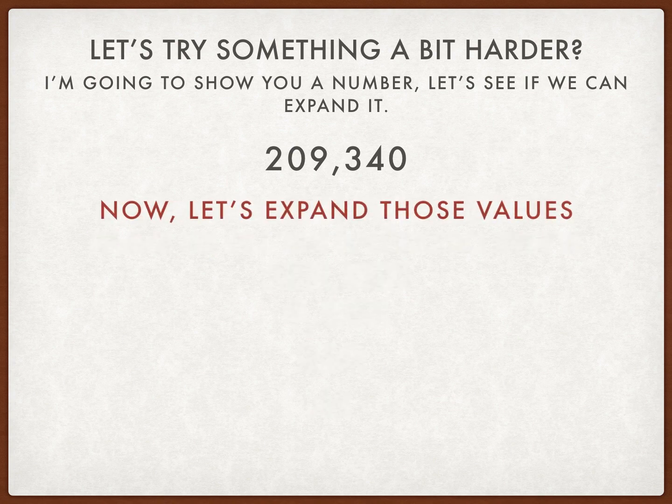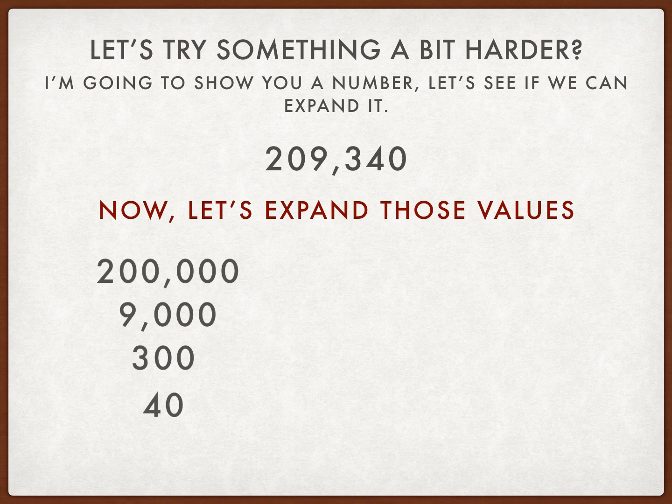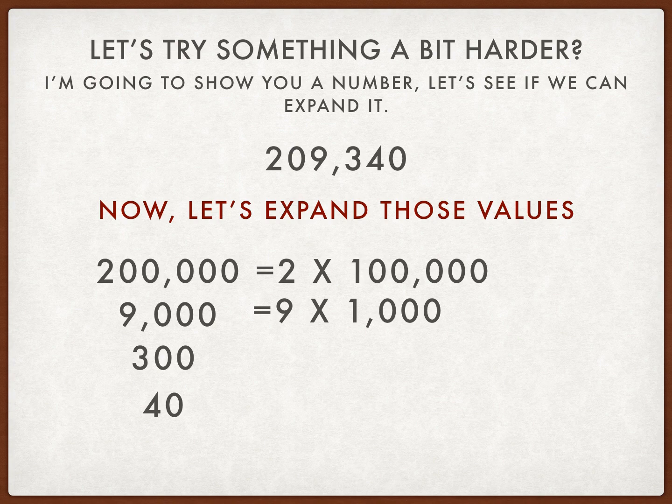Now, let's expand those values. The way we had them written before was just in standard form. Now we have to expand it out. So a way we could expand this is by saying 200,000 is equal to 2 times 100,000. 9,000 is equal to 9 times 1,000 because the 9 is in the thousands place. 300 is equal to 3 times 100 because the 3 is in the hundreds place. And 40 is equal to 4 times 10 because the 4 is in the tens place.